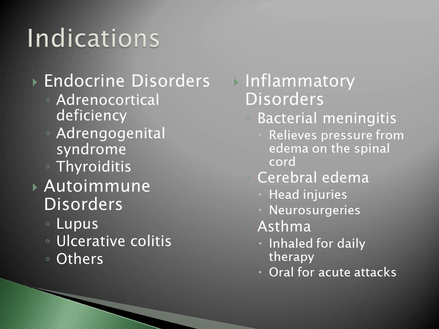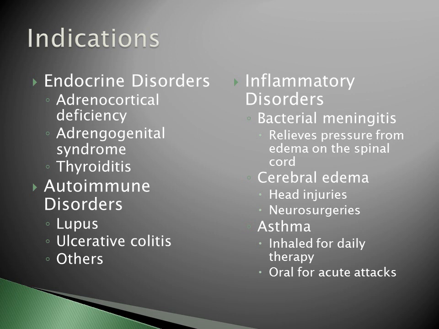Now, indications. I already said these drugs can be used for a vast variety of different disorders. We have them grouped here into endocrine, autoimmune, and inflammatory disorders. Truly, the autoimmune disorders typically also have an inflammatory component, and that is where the corticosteroids step in to help. So for endocrine disorders, if your body's just deficient in natural corticosteroids, we can give a supplement, exogenous corticosteroids, so that would be one indication for using these.